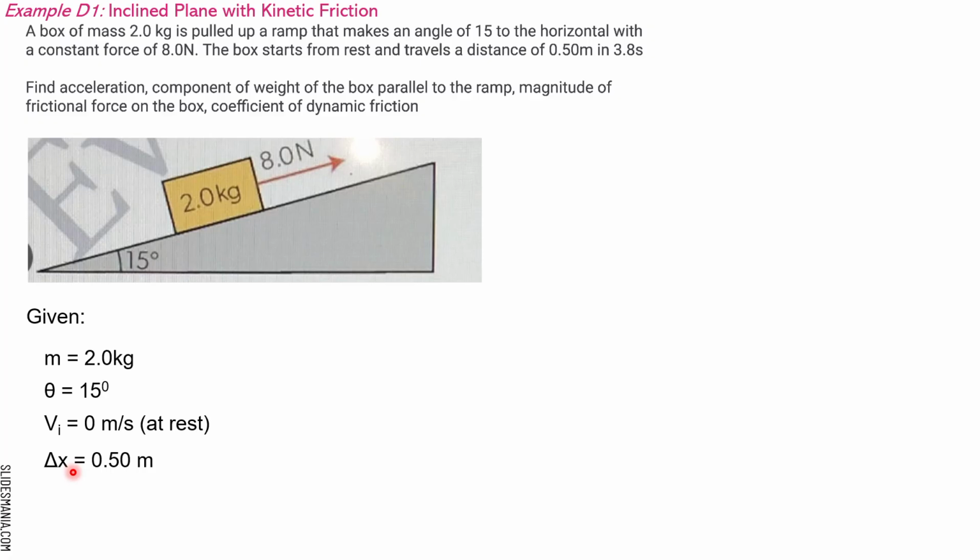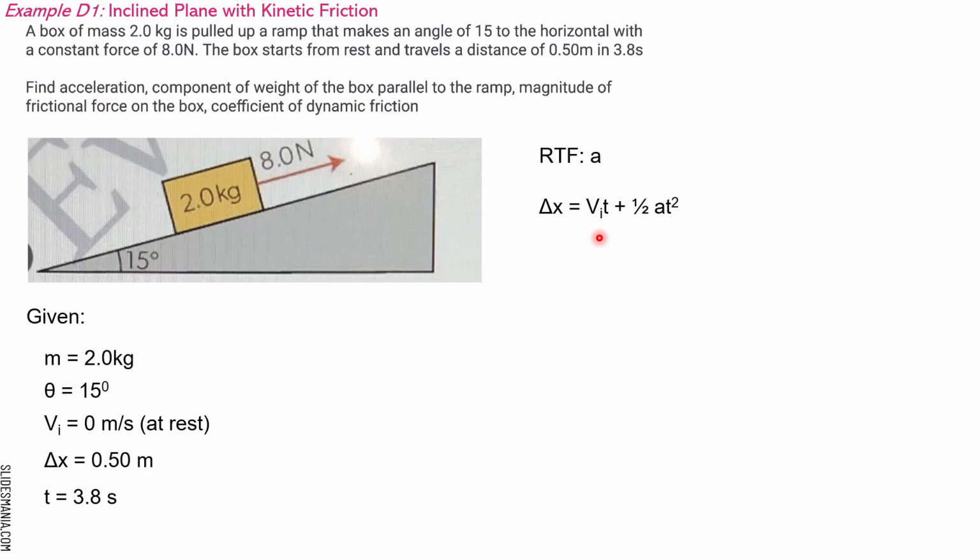Then delta x, which is the displacement of this box, is 0.50 meters. So it's a displacement that the box makes in 3.8 seconds from where it was pulled with a force of 8 newtons. So what's required? The required is acceleration. We have to find the acceleration. So let's start with this.